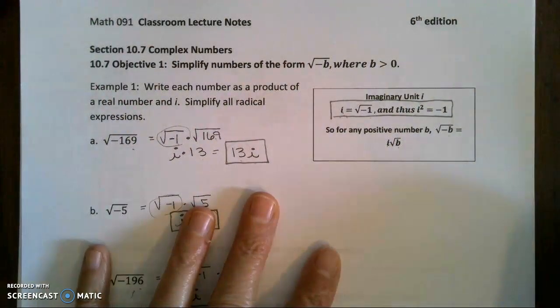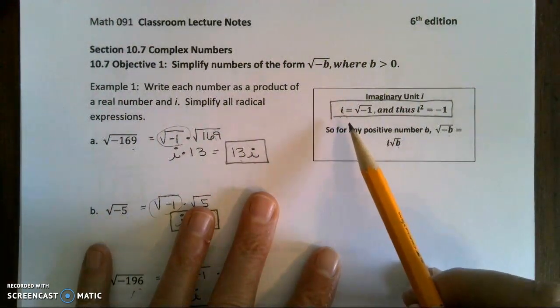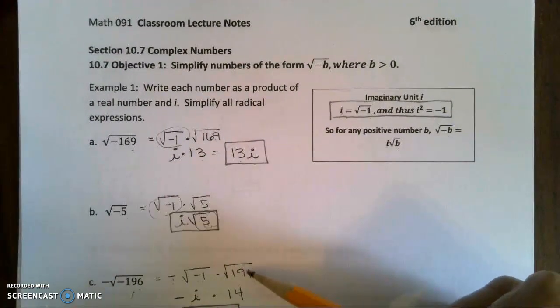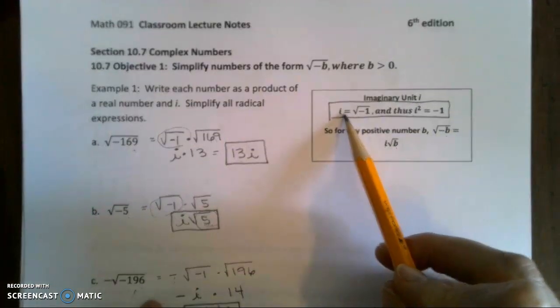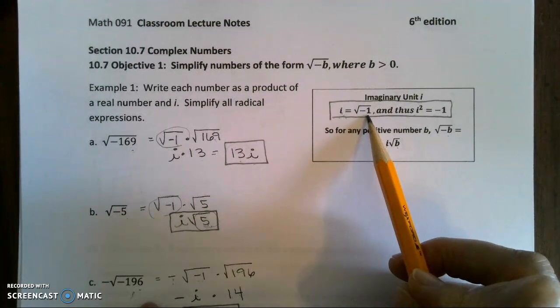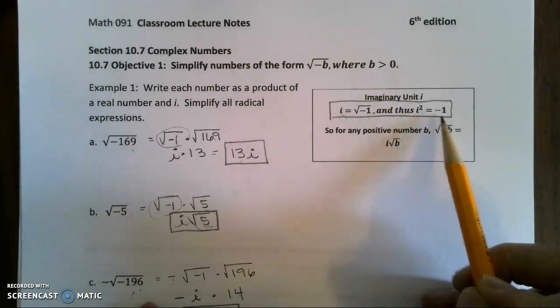Okay, we're in section 10.7, objective 1. We already did these examples. We're going to do the ones below there. We have to remember that i is equal to the square root of negative 1, and then i squared is equal to negative 1. So let's go below here.